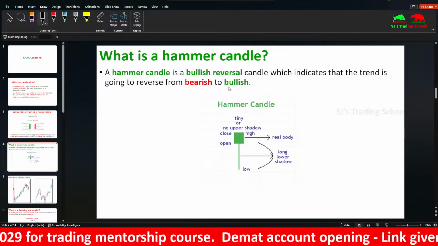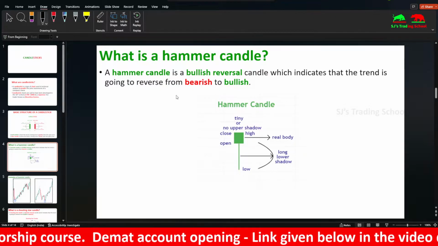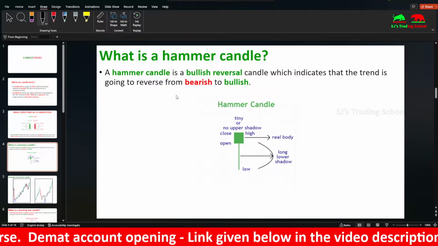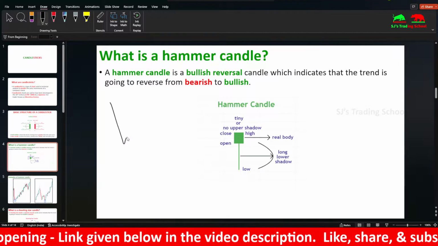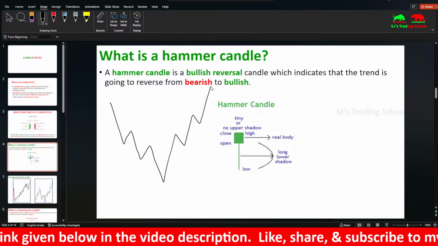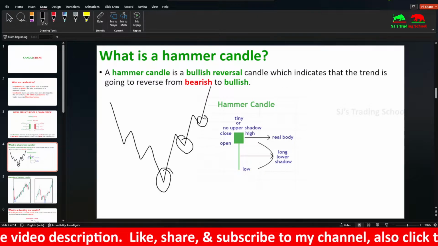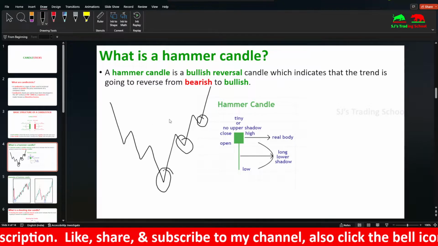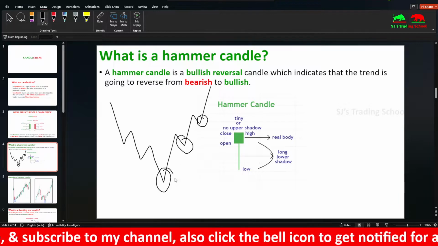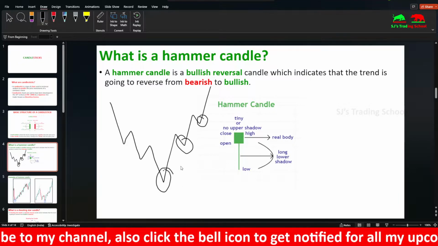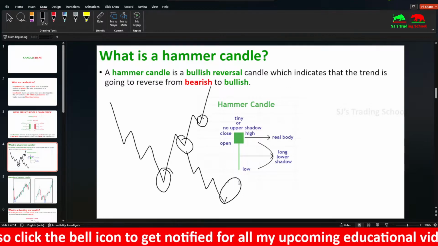The first candle is the hammer candle. Hammer is a bullish reversal candle, which indicates that the trend is going to reverse from bearish to bullish. This is known as a bullish trend reversal. The hammer candle usually forms around here or here or here. The previous trend to a hammer candle will always be bearish. Hammer will always form after a downtrend. It will form at the lowest point, at one of the swing lows.